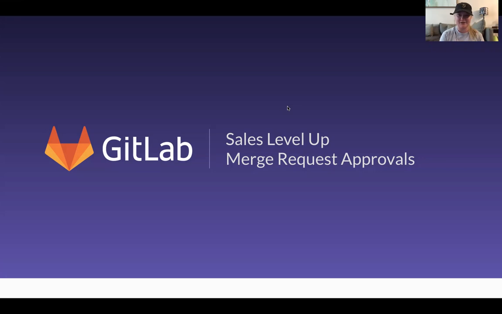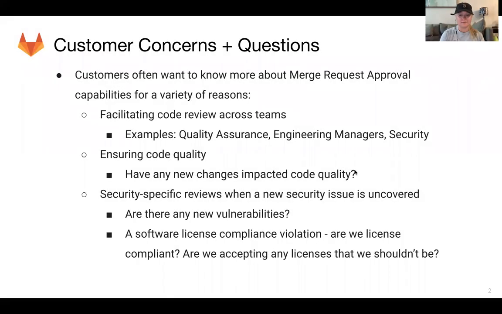I'm here to walk you through merge request approvals and how they differ for each of our tiers. So just to get started, you might hear customers bring up some concerns and questions around things like facilitating code review across teams, ensuring their code quality, things like security-specific reviews, and how to handle new security vulnerabilities that are being uncovered. And that's where we come in with the ability to set up and define specific merge request approval rules.